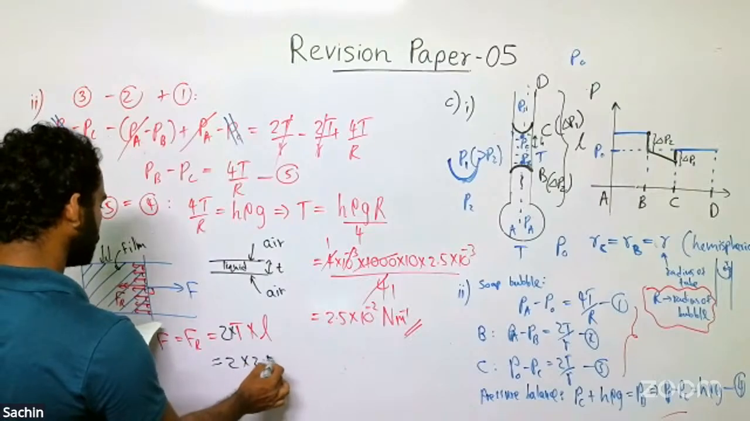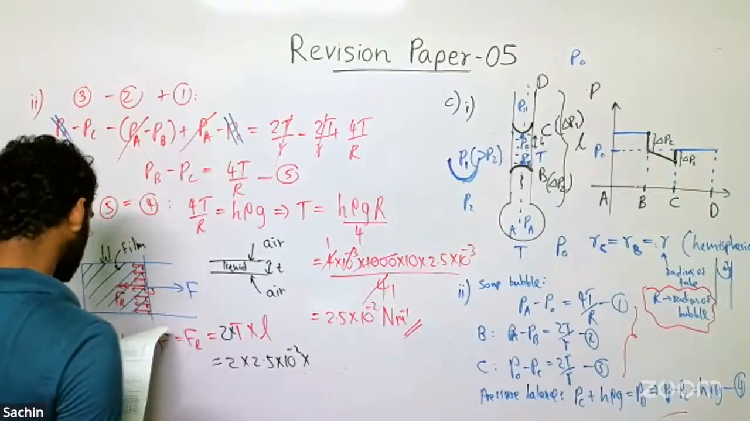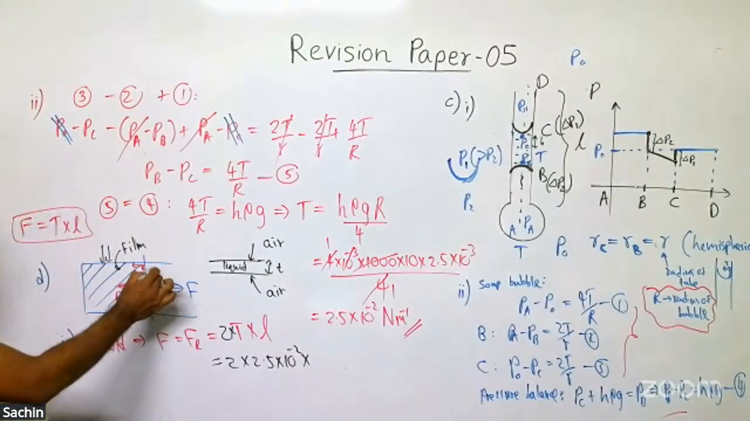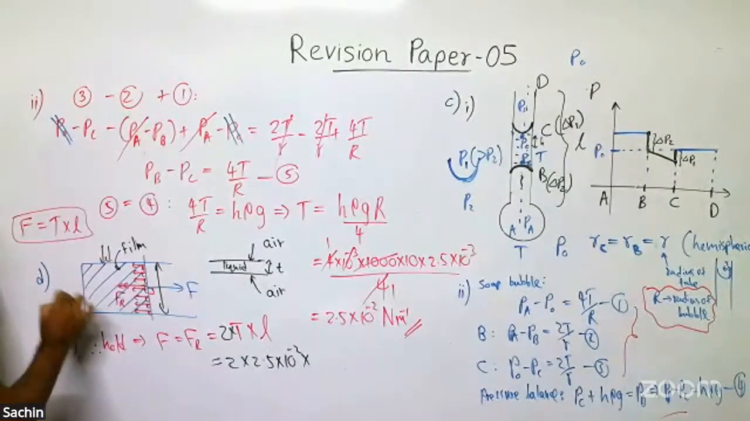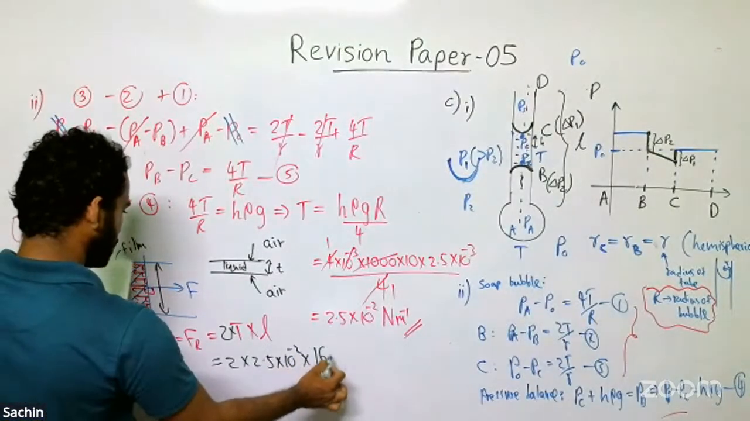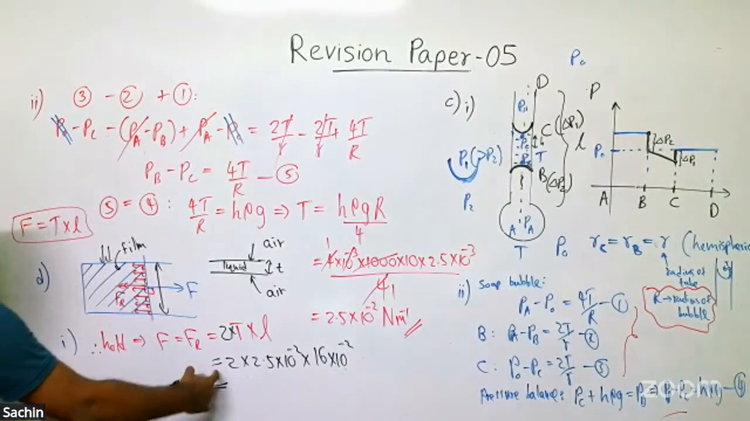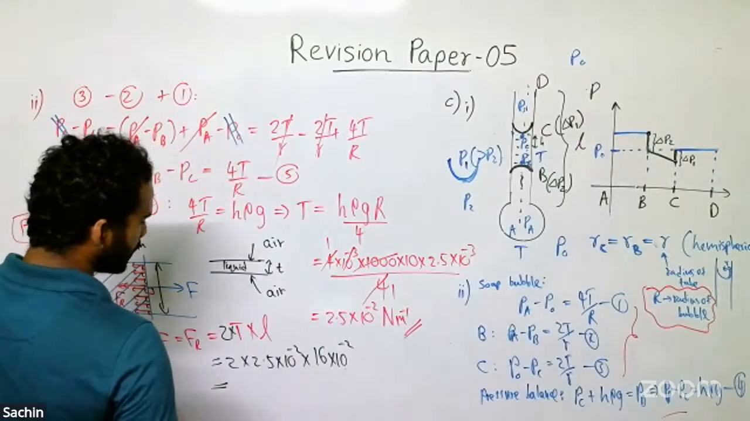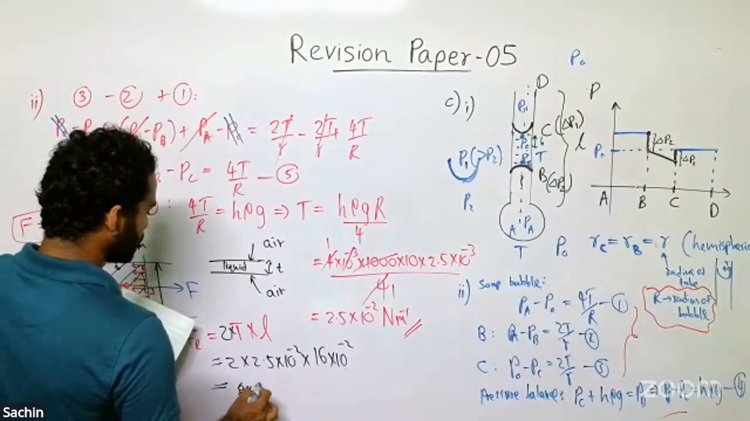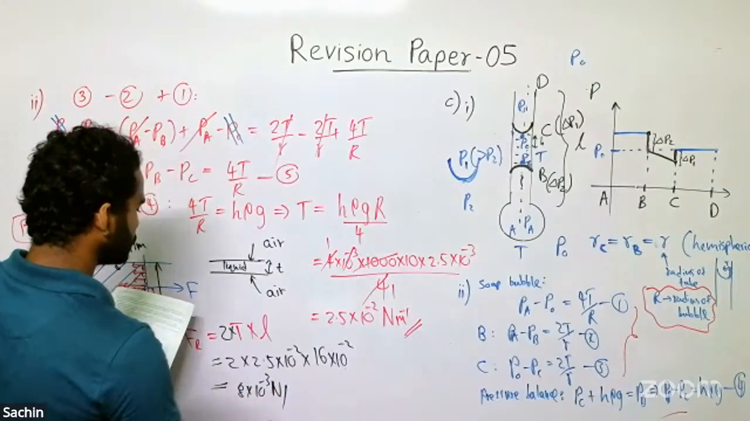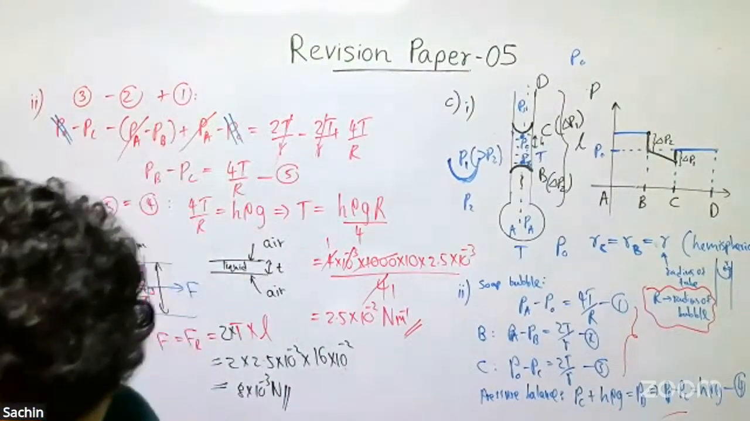coefficient we already found for the same liquid. So 2.5 times 10 to the power minus 2, and the length should be the length of this wire, that is 16 centimeters, 16 times 10 to the power minus 2. So what's the value? 5 into 16 is 80. So 8 into 10 to the power minus 3 Newton. So the answer should be something like this. I think it is. Yeah.